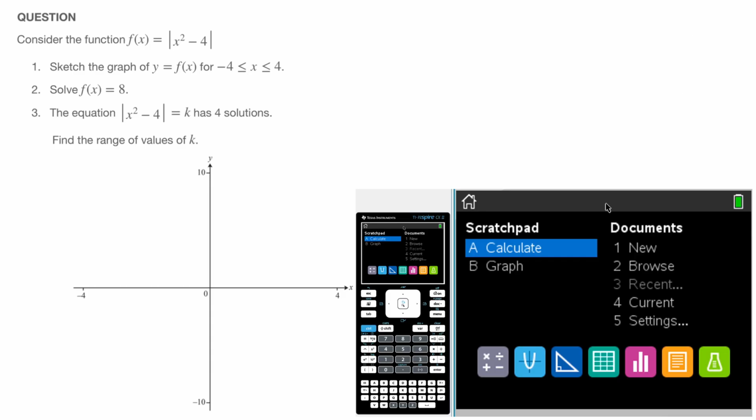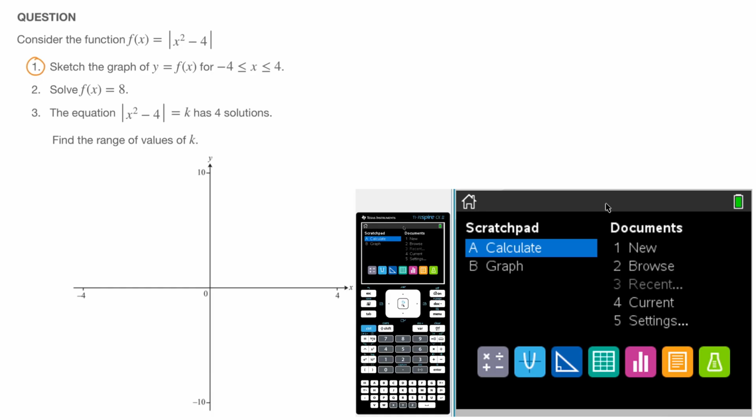So here we're told, consider the function f of x, which is equal to the absolute value of x squared minus 4. And the first thing we're told to do is to sketch the graph of y equals f of x for x values between negative 4 and 4. And so we can see at the bottom of the screen here, they've provided us with an xy grid to work with. So let's go ahead.